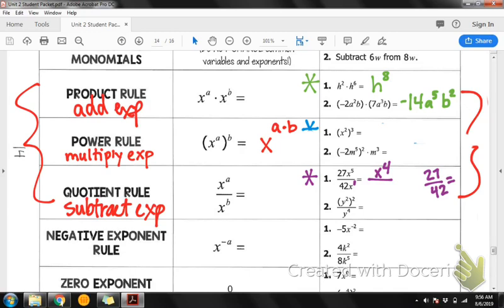27 divided by 3 is 9. And 42 matches up with 14. So this is 9x to the fourth over 14. Do you have any x's that go on the bottom? There were no x's left to go on the bottom, right? Questions on that one?